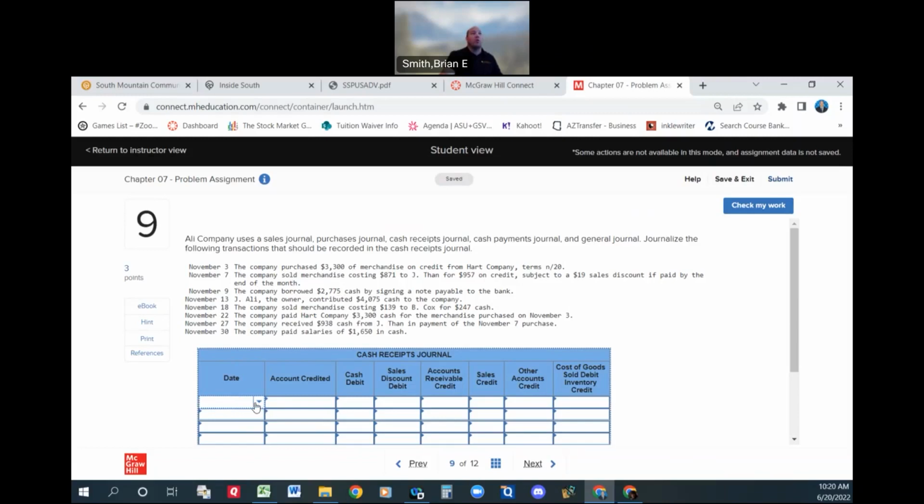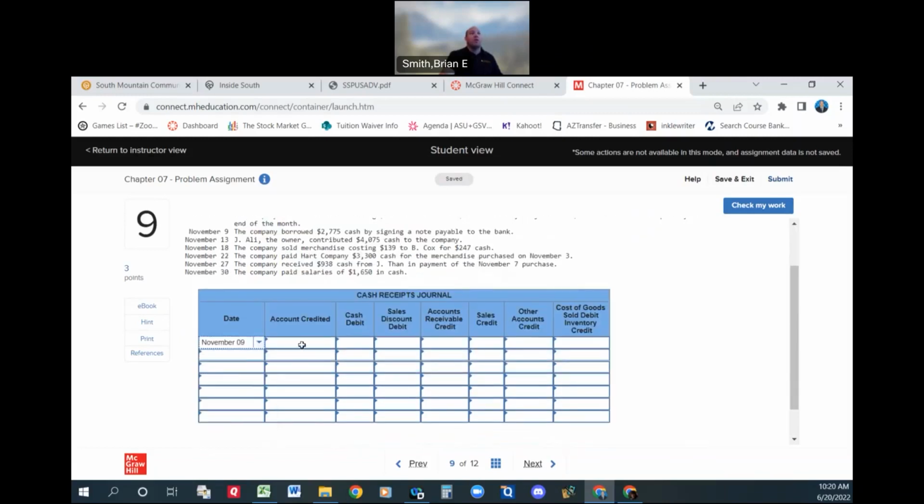Let's go ahead and do this one, it's November 9th. The account that we're crediting is going to be accounts payable, and it will be to the bank.